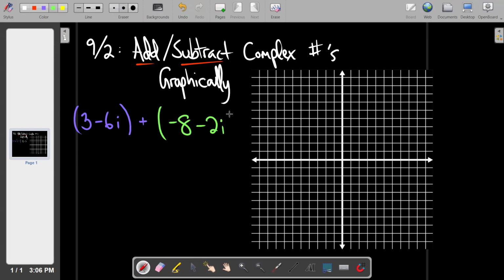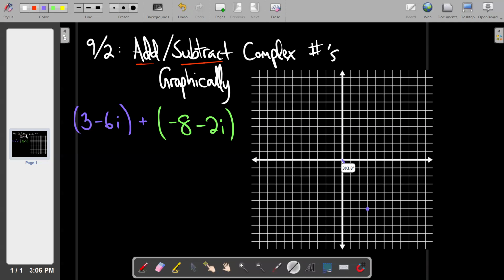Thank you. So I'm going to do the purple one first. So this is a short lesson, but it doesn't mean that you want to ignore it. So stay with me and here it goes. So to do 3 minus 6i, I'm going to go right 3, 1, 2, 3, down 6, 1, 2, 3, 4, 5, 6, and I'm going to mark the complex number right there.